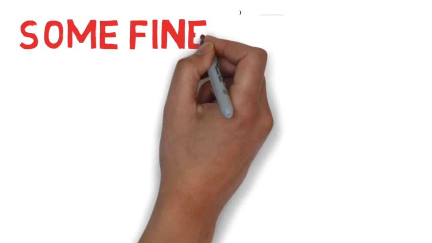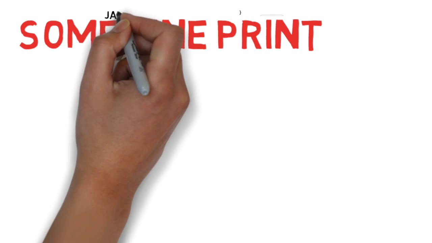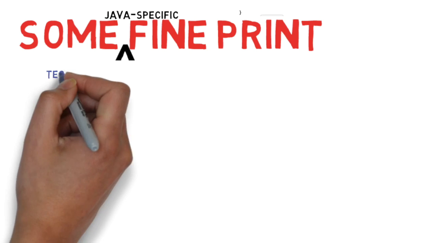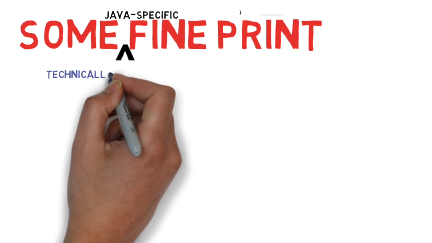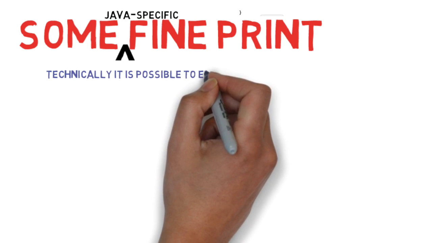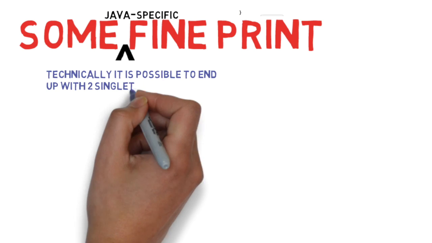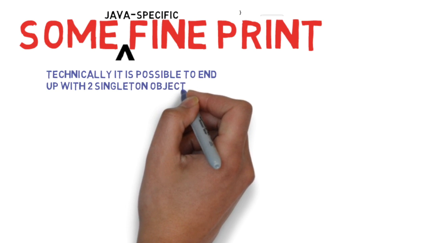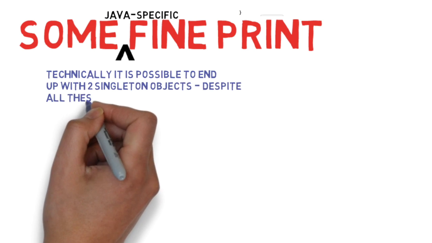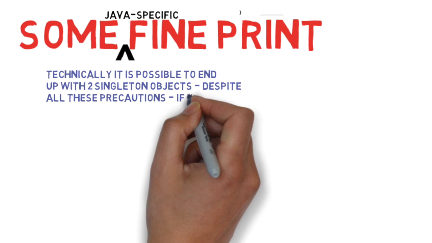Okay, that was a lot of work to create a singleton. A lot of little bits to take care of. But we are not done yet. There is some Java specific fine print that we still have to worry about. This deals with class loaders. Class loaders are part of the Java virtual machine, which allows you to instantiate classes and load them into memory.